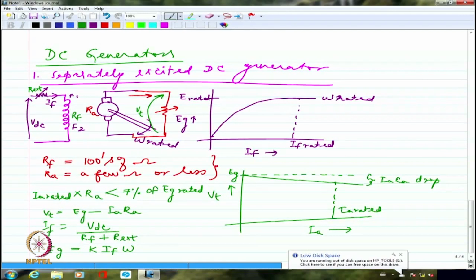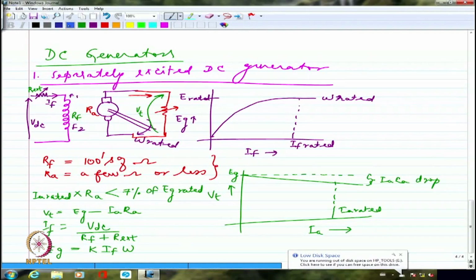But if I eliminate phi and instead put IF, then the proportionality will change, right? There will be reluctance, number of turns and so on. So that K is still related to the machine constants, like parallel paths, number of conductors, poles, all those things. Okay? So these are the equations that govern the operation of a separately excited DC generator.